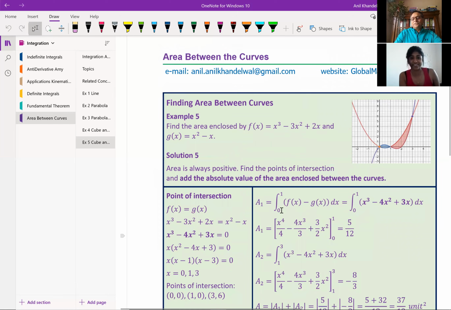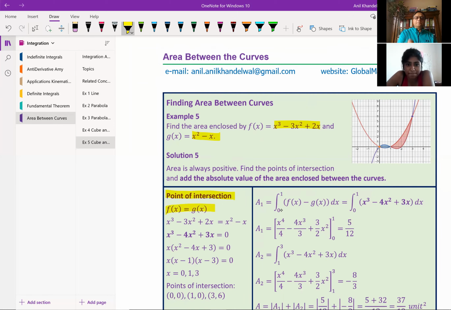Now, Amy, I'd like you to work on this and tell me how we solve this question. Find the area enclosed by a cubic function again and a quadratic function, right? We are not giving any limits. Tell me, how will you find the area between the curves f of x and g of x? Okay, since limits aren't given, we would have to find the points of intersection by making f of x equal g of x.